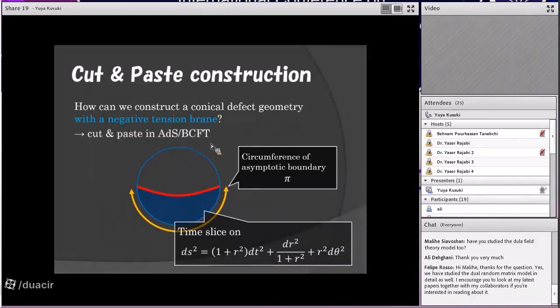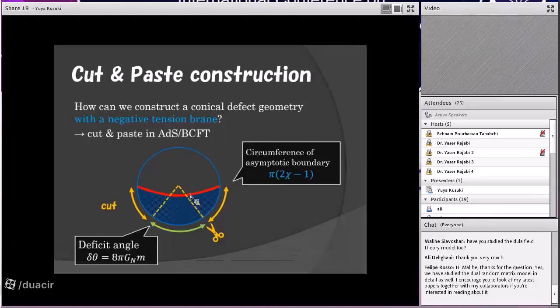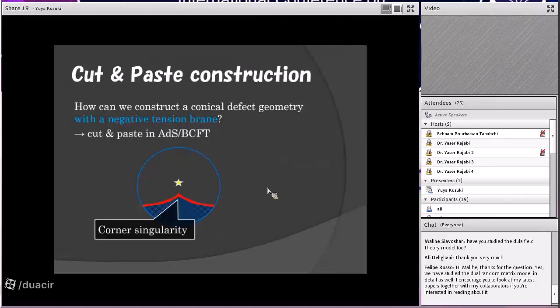And actually, we can also construct the conical defect geometry with the negative tension brane in a similar way. Let's first consider the gravity with negative tension brane like this. And let's consider a cut of this geometry. In this case, something strange happens in that we have some corner singularity on the end of the world brane.